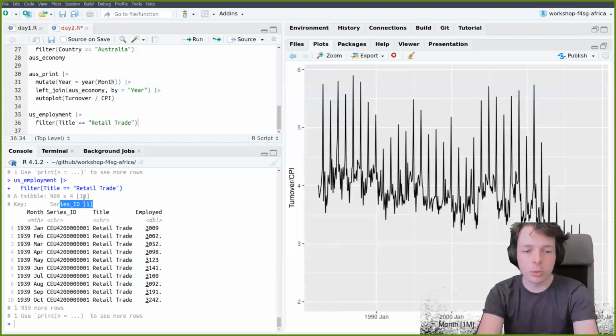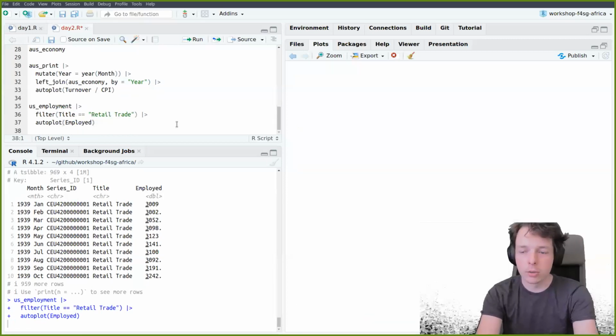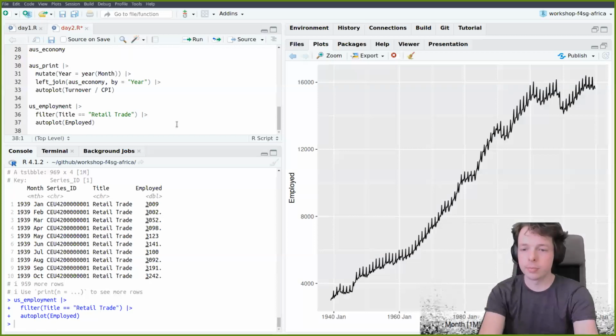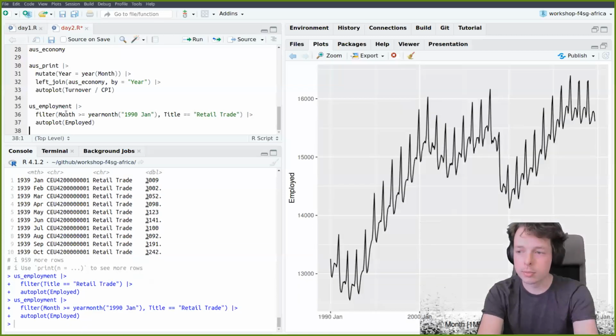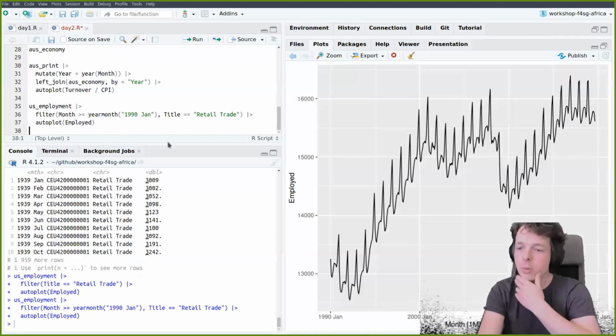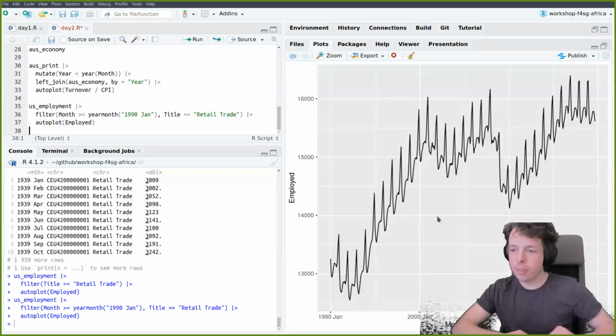So now I just have a single time series and quite a long history here. It starts in 1939. So if I autoplot employed, you can see I have a very long history. And just to simplify things, I'm going to focus on 1990 onwards. So month is greater than or equal to January 1990. What patterns can you see in this time series?